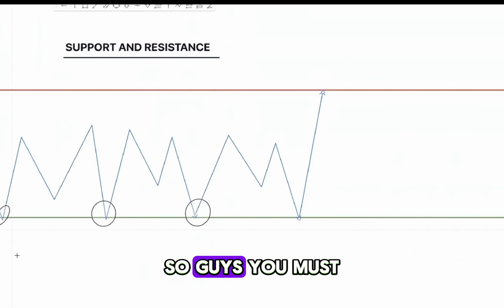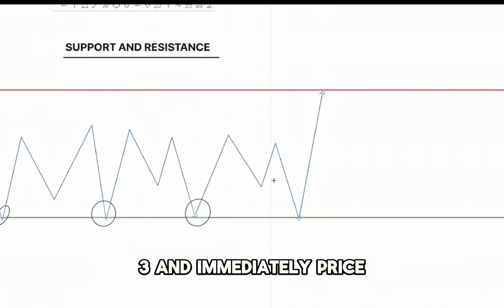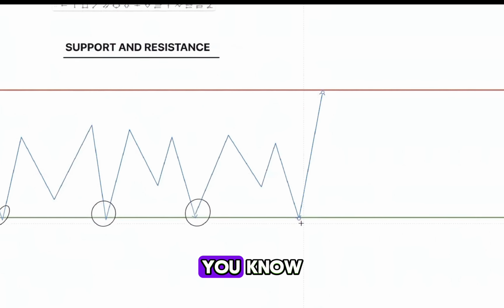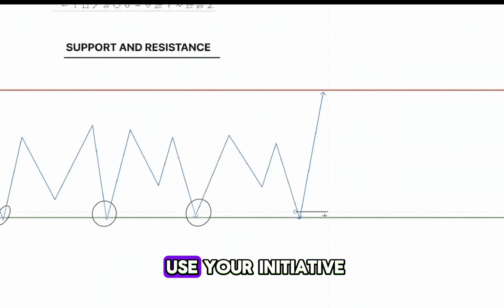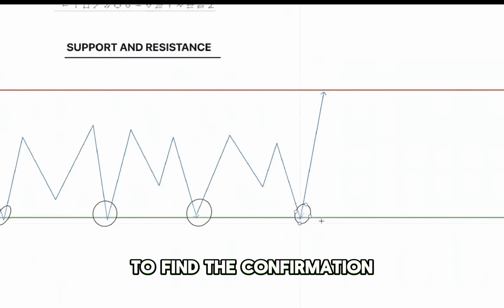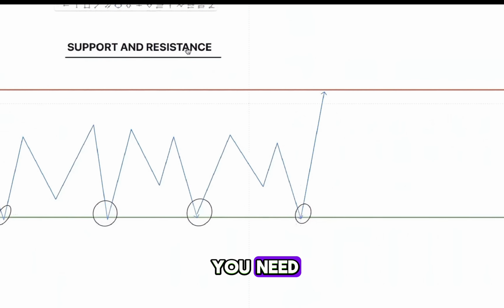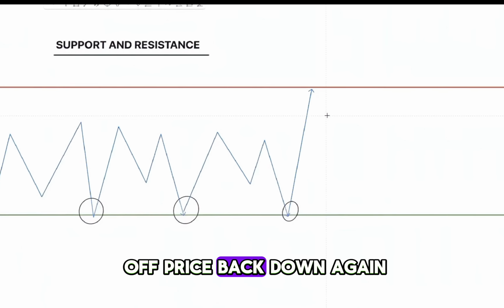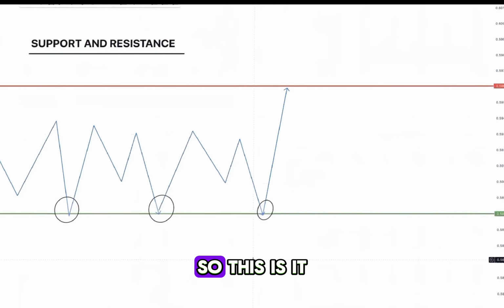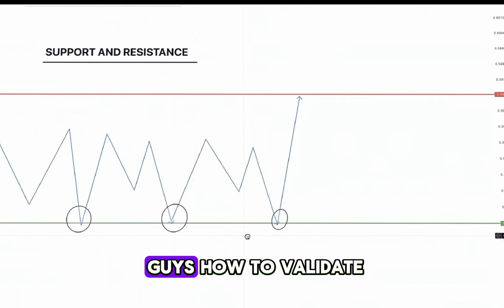So guys, you must have multiple rejections. As you can see, we have 1, 2, 3, and immediately price comes back next. You know that the price will definitely sell off at this area. So you want to use your initiative to find the confirmation you need. Then you enter the trade and target the next resistance zone that might sell off price back down again. So this is out. So now let me show you guys how to validate a good resistance.